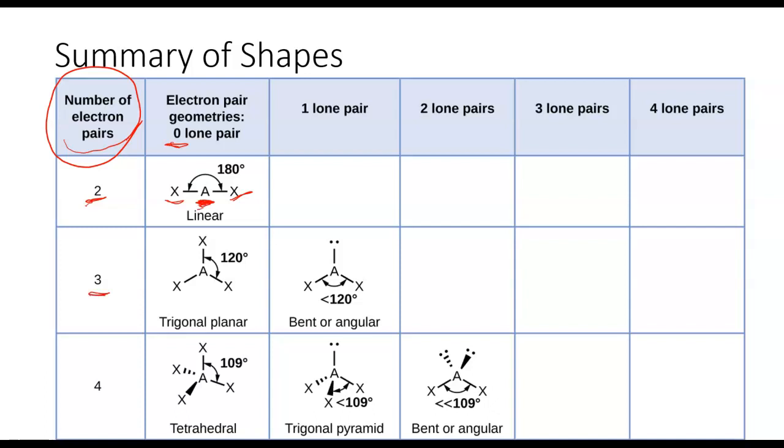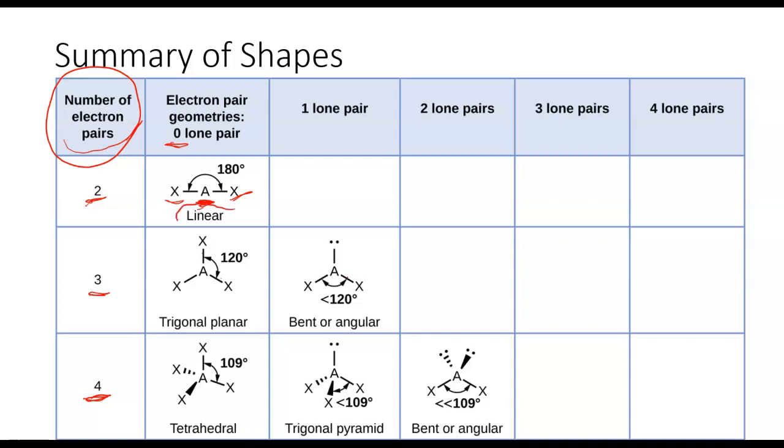For 3 here, we have 3 things attached and no lone pairs. Notice we can have 2 atoms and a lone pair, or we can have 3 atoms for these 2 structures. 4 groupings, so 4 atoms attached, or 3 atoms and a lone pair, or 2 atoms and 2 lone pairs. So there's a variety of different combinations. Each of these is going to result in a different shape.